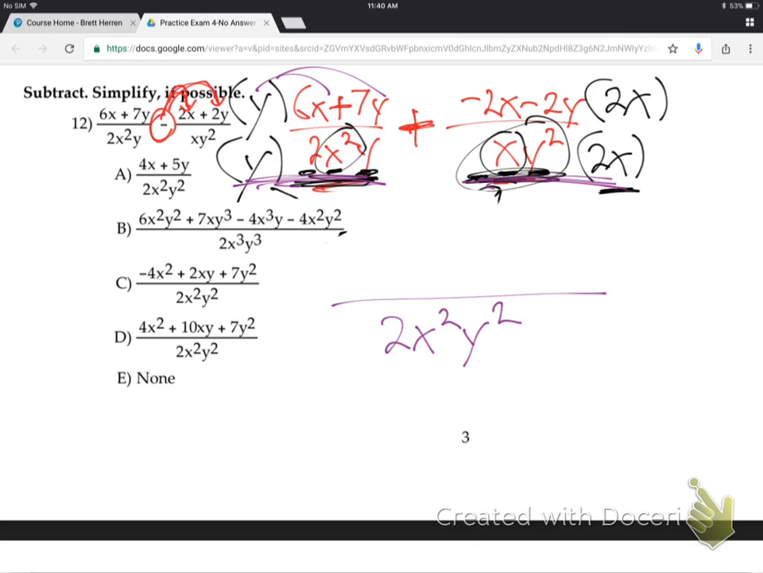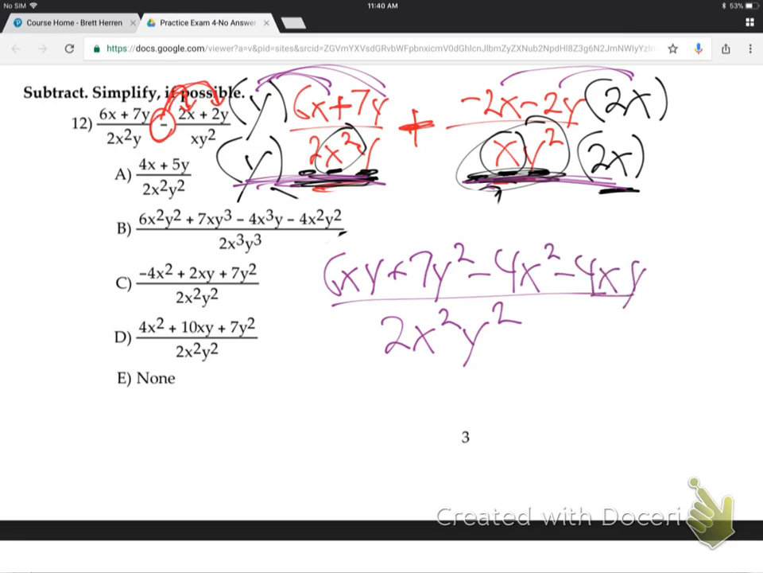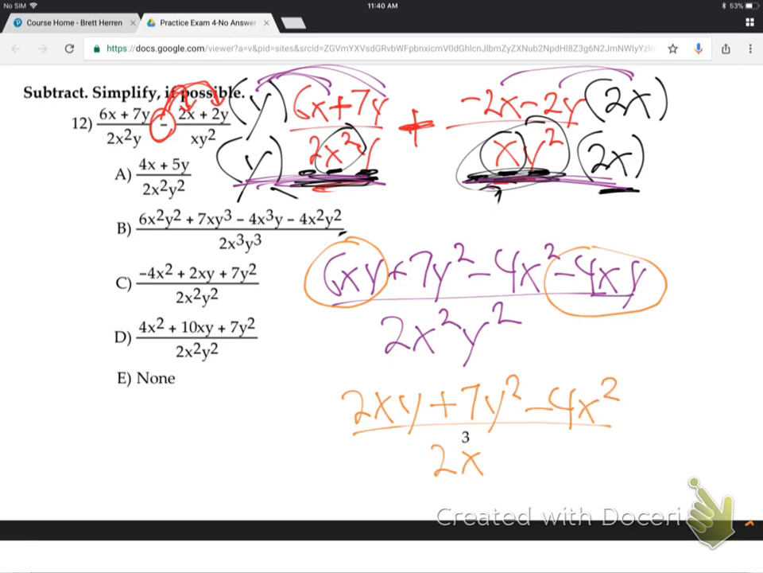So now all my attention turns to the top. I have made the denominators the same. Done with the bottom. Now all my work goes to the top. Distribute on the top. 6xy plus 7y squared. This 2x, boom, boom. Minus 4x squared minus 4xy. Good to there? And last thing in the top, any like terms? Yes. 6xy minus 4xy, that'd be 2xy. As far as order on the top, who cares? Doesn't really matter what order you have that stuff in.